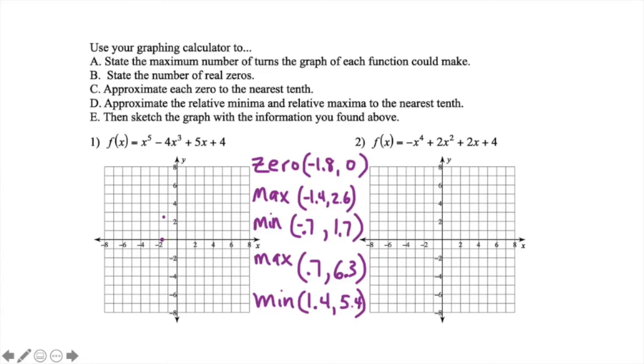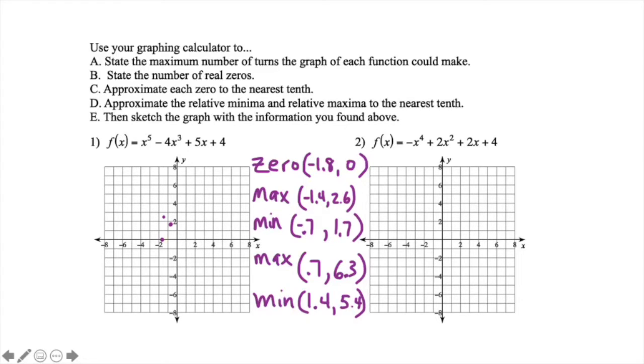Then we'll have our next one, we'll do our min, negative 0.7 and 1.7. And while you're doing this, keep your calculator open so that you can see how this shape's coming about. We're going to do negative 0.7 and 1.7. So we're going to come over to negative 0.7 and then 1.7, somewhere in about right there.